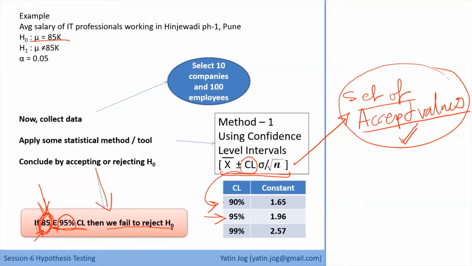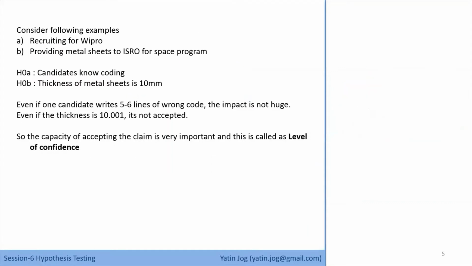Okay, fine. Now we'll try to use this formula and execute one example. But before that, I just want to discuss this confidence level term with one example, so that you will understand the importance of confidence level. Consider the following examples. In one scenario, I'm recruiting a few freshers for Wipro. In the second scenario, there is a supplier who is providing metal sheets to ISRO for a space program.